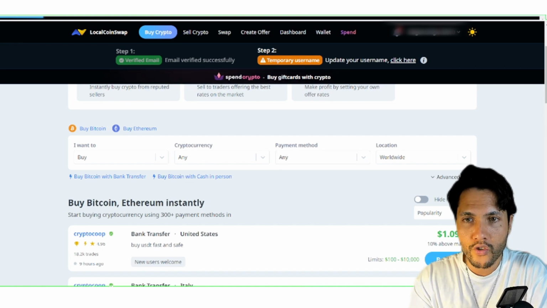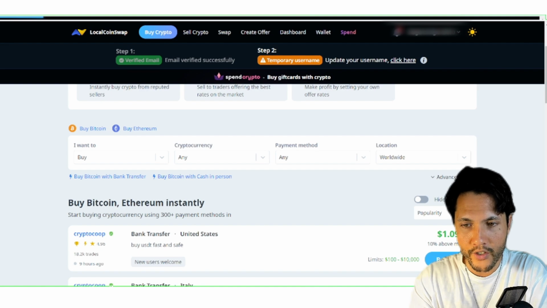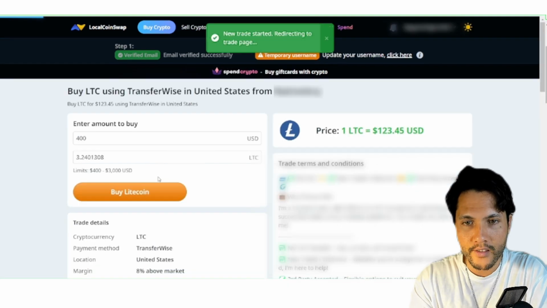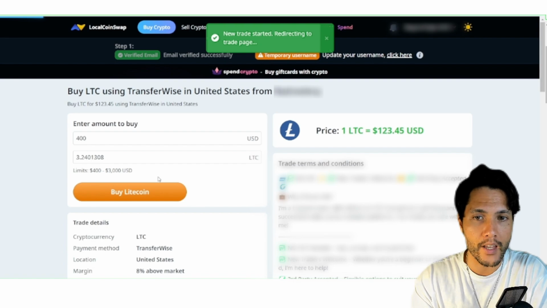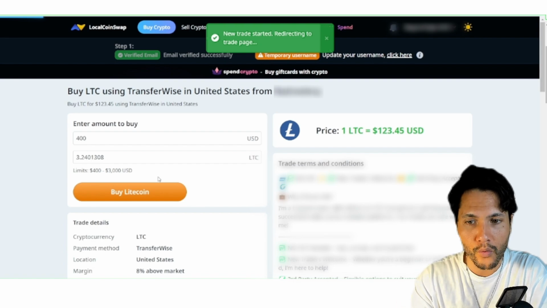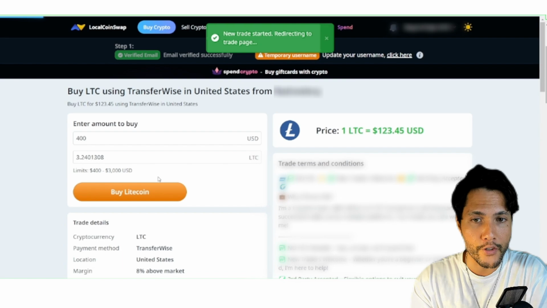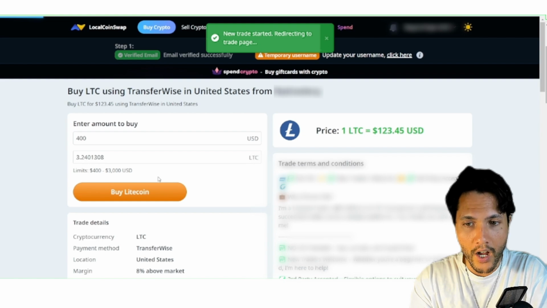So I'm just going to show you here a trade that I've done to give you a good illustration about how it works. So put yourself in my shoes. You've browsed through and you found an offer that you like. You found a payment method that you can use. There isn't any KYC. So yeah, let's just get on with it.